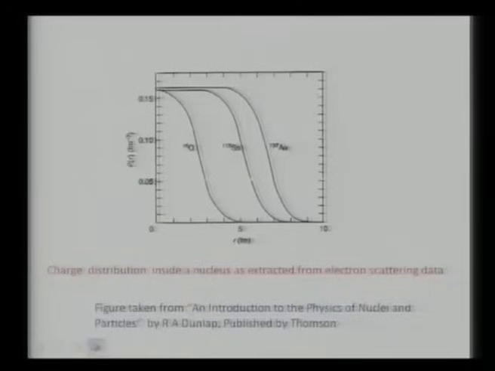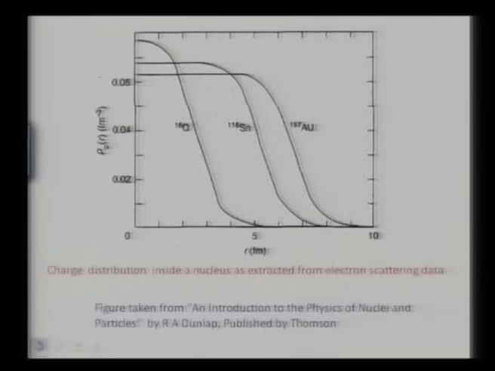Now, look at it. The same data, oxygen, tin and gold, and the same charge distribution that you saw in the previous slide. You just multiply it by A by Z, which is different for oxygen, tin and gold, and you see that all three, this portion becomes almost the same. The mass density at the center is almost the same for each one.